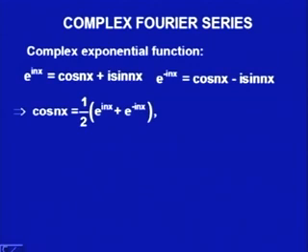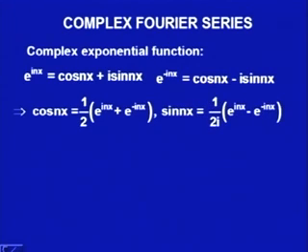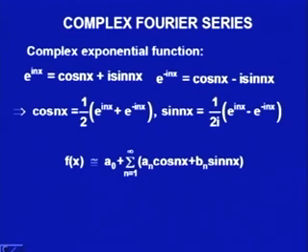Now, from here what we could get, cos n x I can write as half of e to the power i n x plus e to the power minus i n x, and sin n x as 1 upon 2i times e to the power i n x minus e to the power minus i n x. What is this i? Remember that we are talking about the complex. So, this i is nothing but the square root of minus 1, that imaginary value.